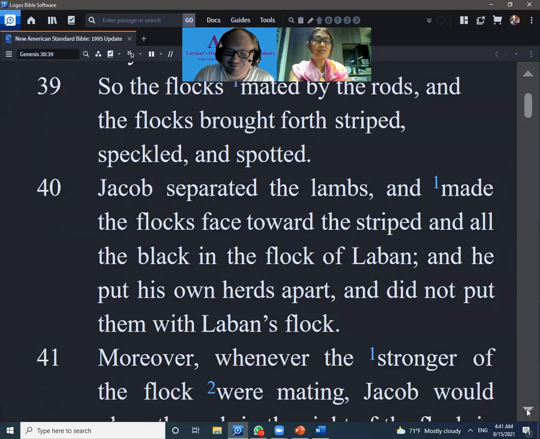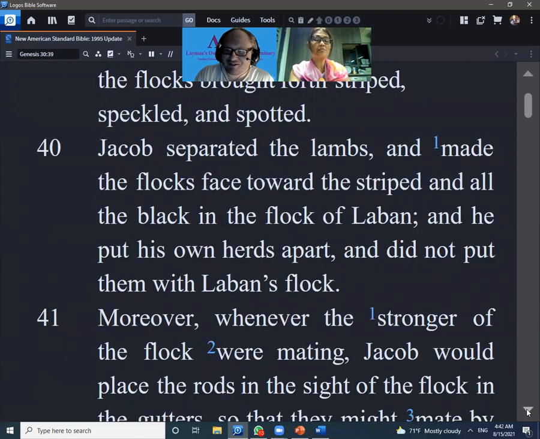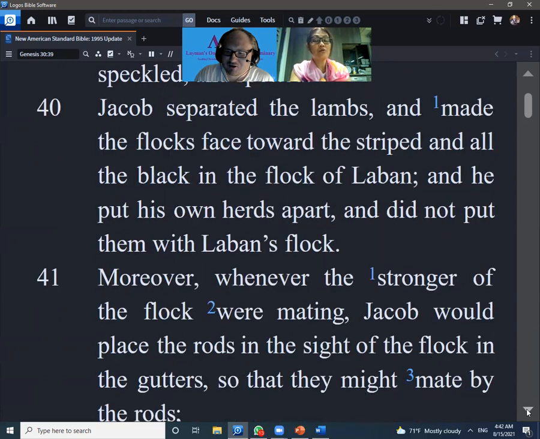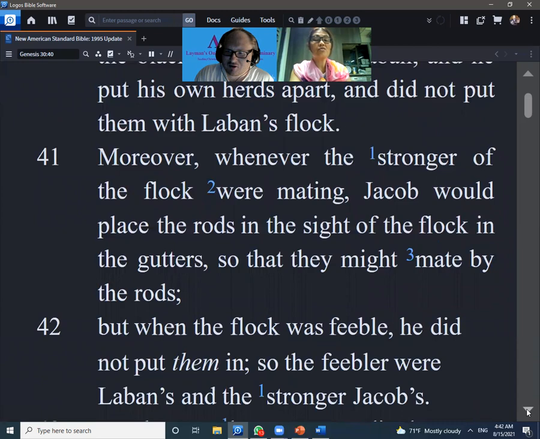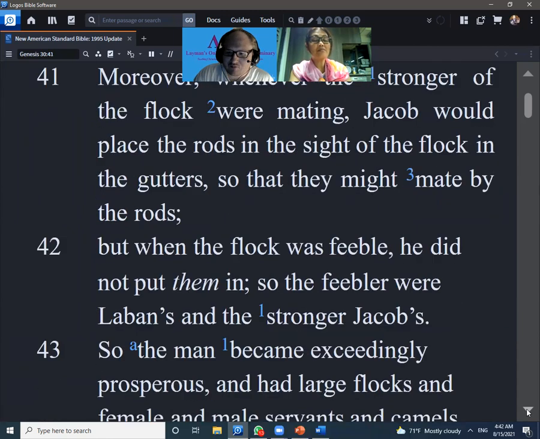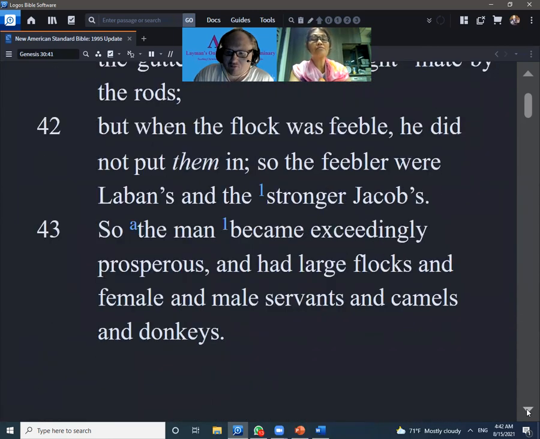Jacob separated the lambs and made the flocks face toward the striped and all the black in the flock of Laban. And he put his own herds apart and did not put them with Laban's flock. Moreover, whenever the stronger of the flock were mating, Jacob would place the rods in the sight of the flock in the gutters so that they might mate by the rods. But when the flock was feeble, he did not put them in. So the feebler were Laban's, and the stronger Jacob's.